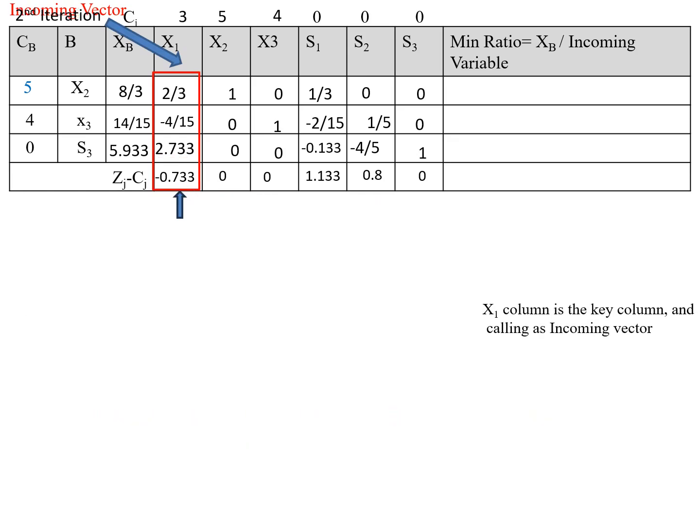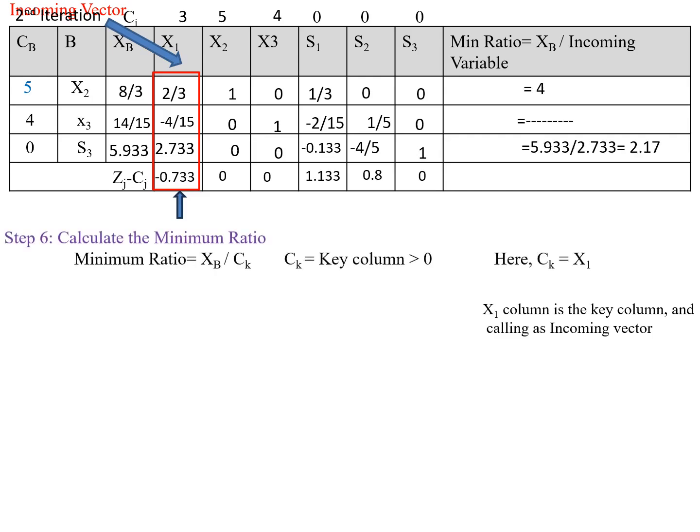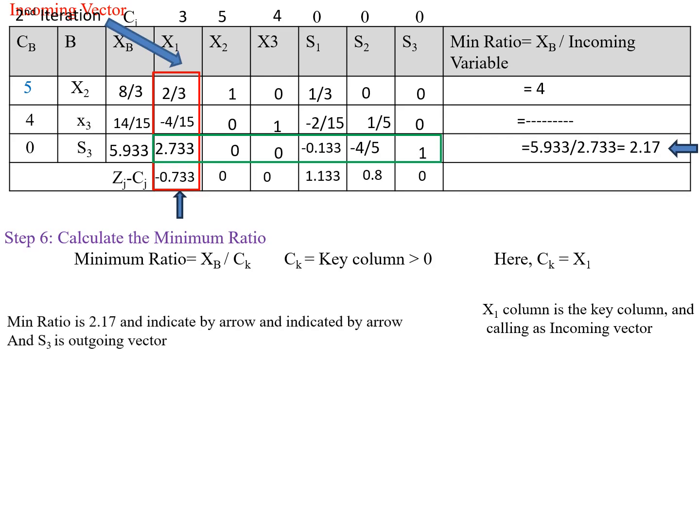Next we have to determine the minimum ratio. So for x2 it is 8 by 3 divided by 2 by 3, which becomes 4, and for x3 the incoming variable entry is negative, so we are not calculating for x3. For s3 it is 5.933 divided by 2.733, which is 2.17. Among these values, the minimum ratio is 2.17 for S3. So here S3 is the outgoing vector.